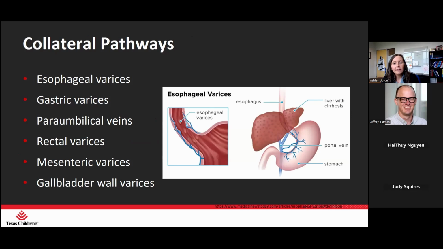The more common portosystemic collateral pathways that we may see are esophageal and gastric varices. This is a cartoon showing you what the esophageal varices look like. We can also see umbilical vein recanalization in the setting of portal hypertension. We may see rectal or mesenteric varices, and we can also see gallbladder wall varices.